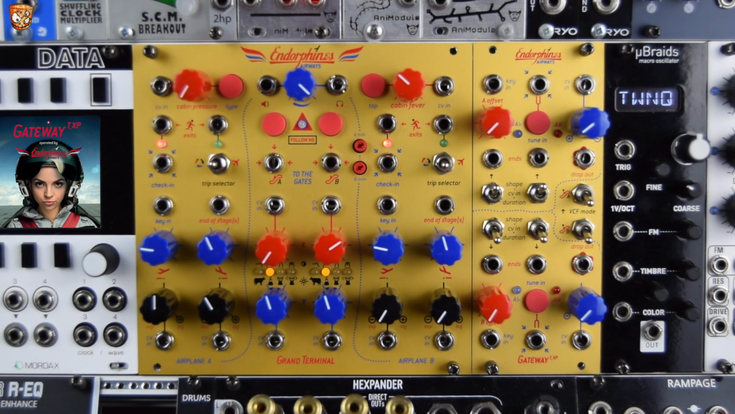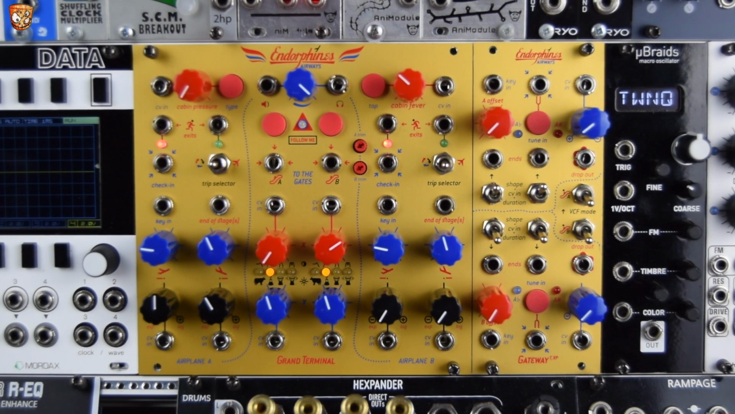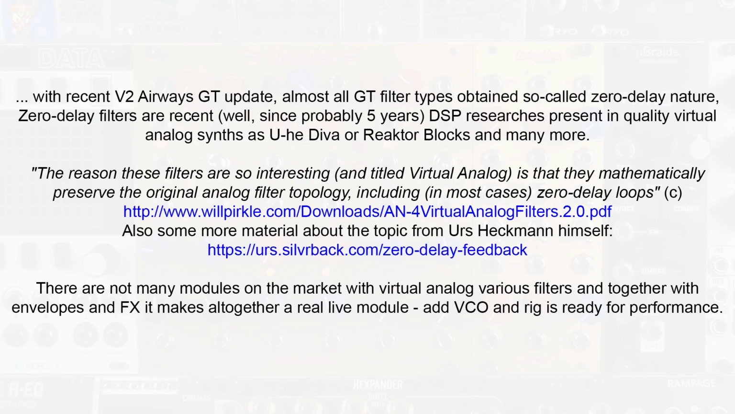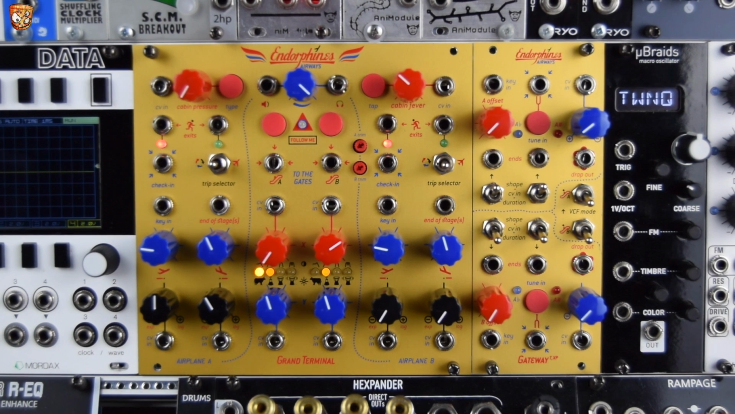But just a quick word on the filters, and we're going to spend a long time listening to these filters because they are digital, but they sound fantastic. And since the most recent update, all the Grand Terminal filter types have obtained a so-called zero delay nature. And zero delay filters are fairly recent in terms of DSP research over the past few years. And this is in virtual analog synths like the u-he Diva or Reaktor Blocks, and there's many more. Andreas at Endorphin.es sent me a little note about this that I've got on screen, and he sent me some links to some extra reading and some more material on the topic by Urs Heckmann himself. So they sound fantastic. I've not noticed that they're not analog. They saturate and resonate in the same kind of way.